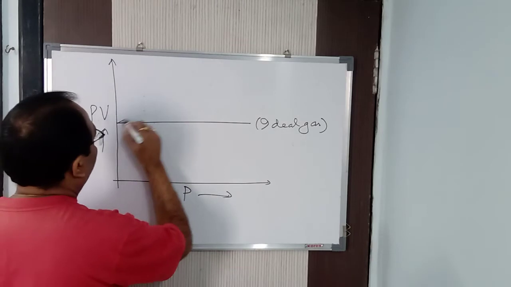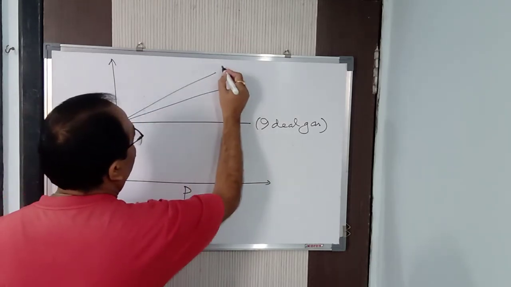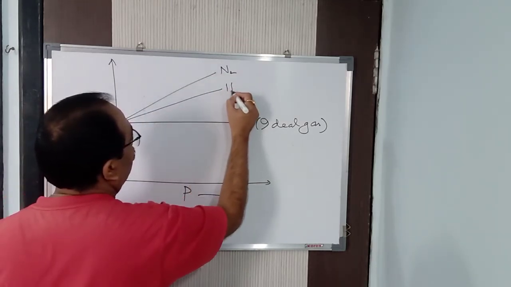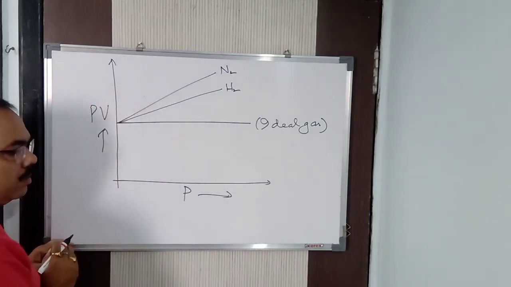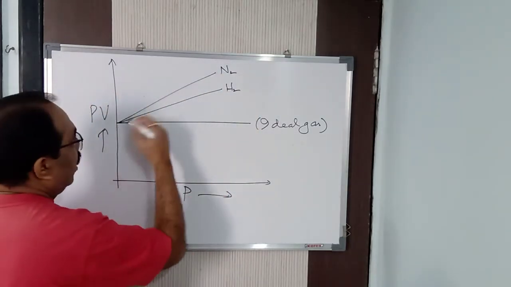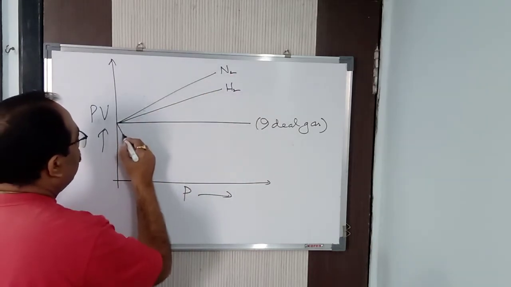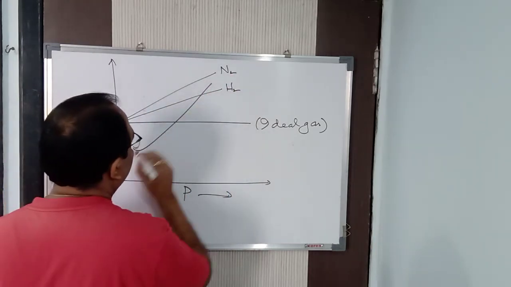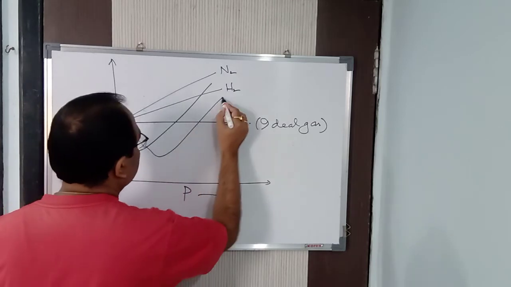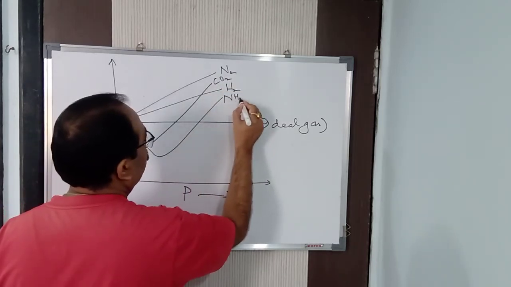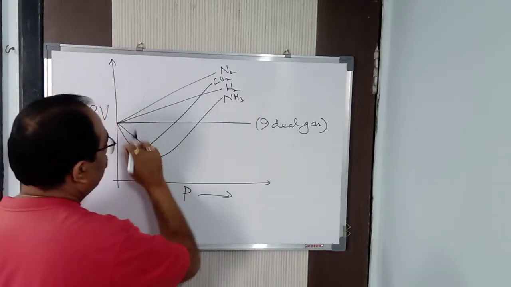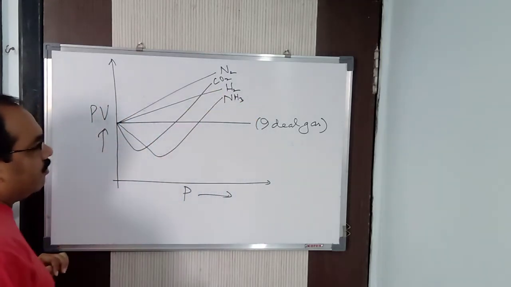Now, if you draw it, you will find the non-polar gases like nitrogen and hydrogen show deviation from ideal behavior in this particular manner. The graph is like this. Certain gases which are easily liquefiable, like carbon dioxide, ammonia, and sulfur dioxide, show this sort of graph, this sort of deviation.